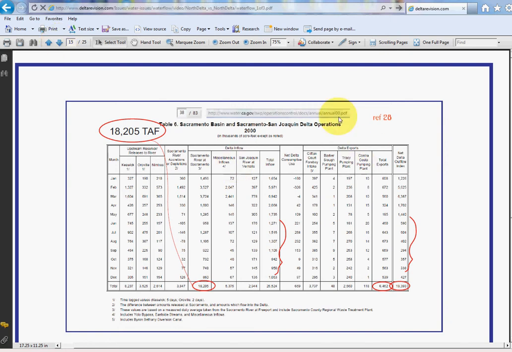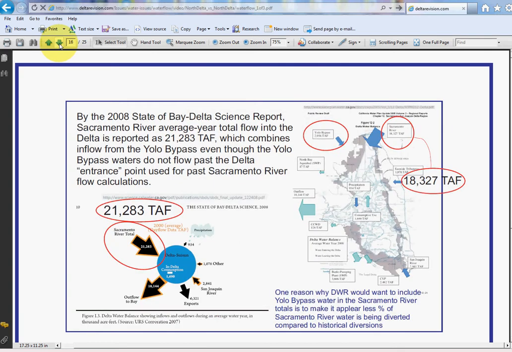CalSim and their annual report in 2000, on which CalSim is based, uses for an average water year 18 million acre feet. That really is an inflation. But let's go on. So what happens when we see the 2008 State of the Bay Delta Science Report? There are different maps. This is also a map produced in 2008 by a different agency, and it says that for the Sacramento River there is 18 million acre feet, and yet on this State of the Bay Delta Science Report it says 21 million acre feet. So say 21 million acre feet.